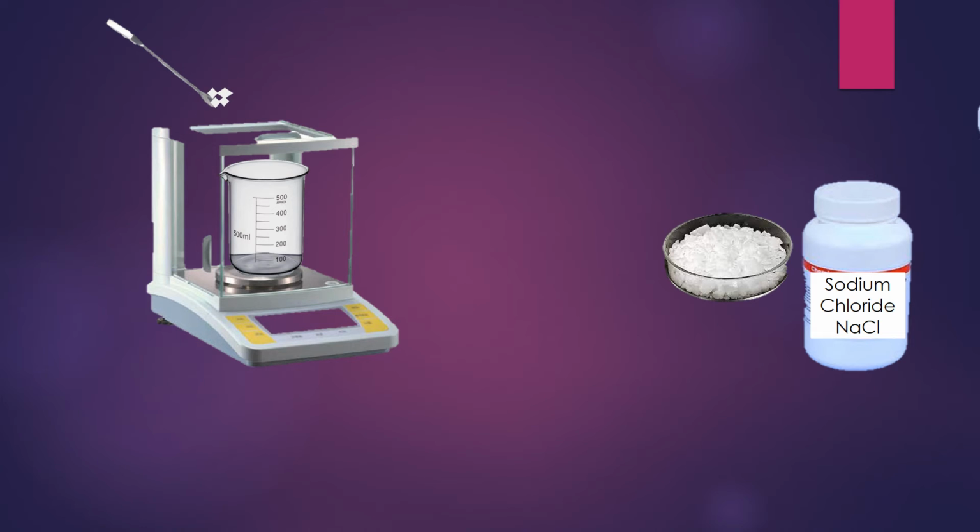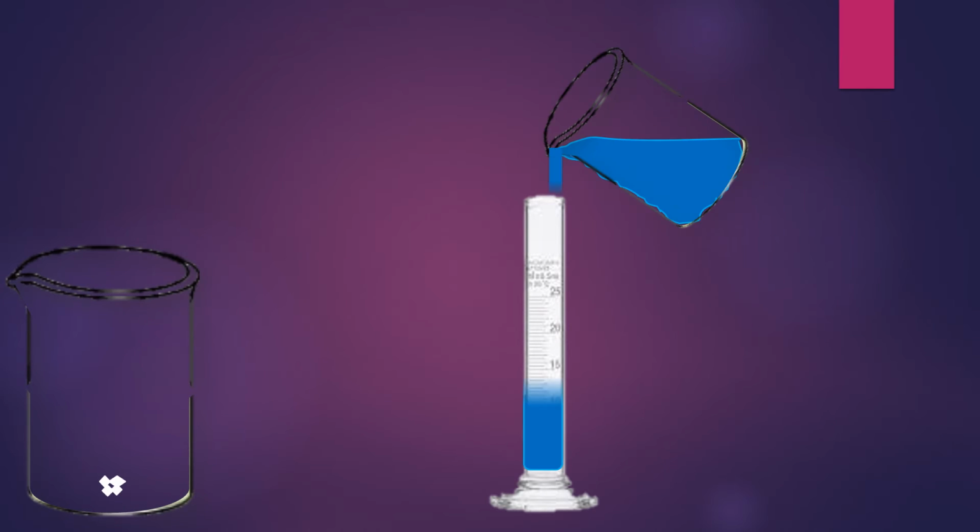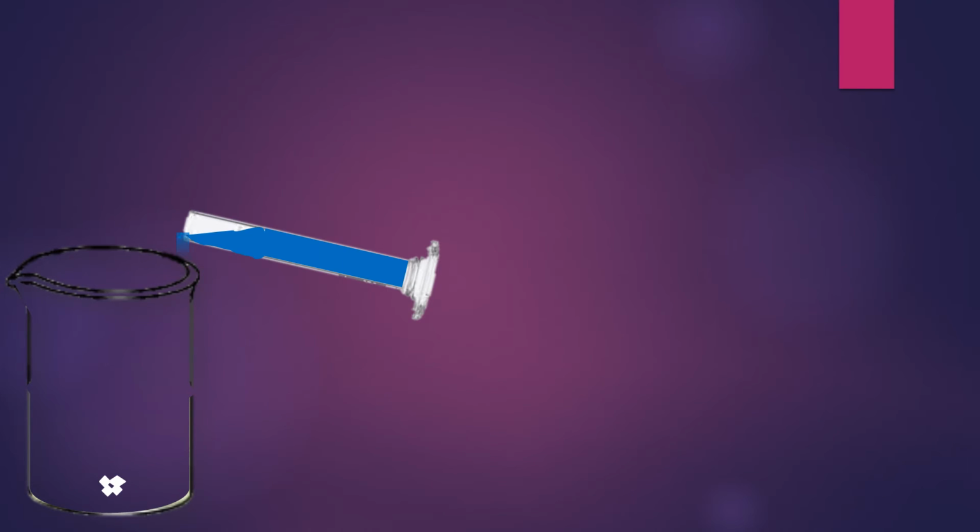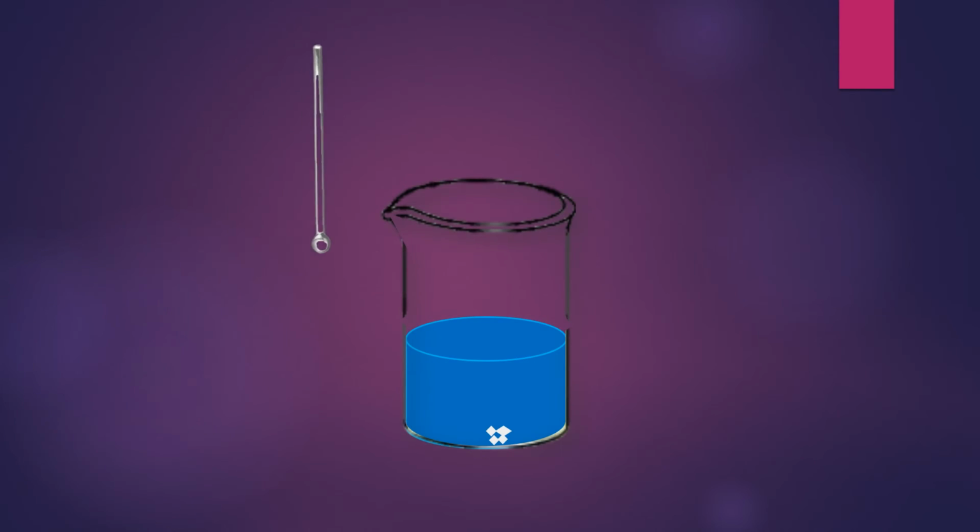with the help of a spatula. Add some water into the measuring cylinder. Now add it into the beaker having 1.65 gram of sodium chloride. Stir the solution with the help of the spatula. Continue stirring till all the sodium chloride dissolves completely in water.